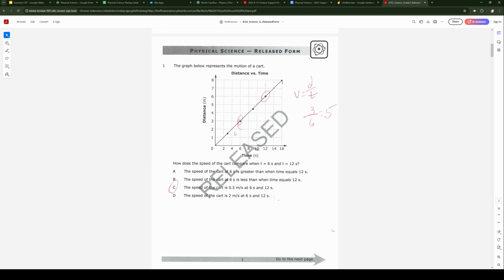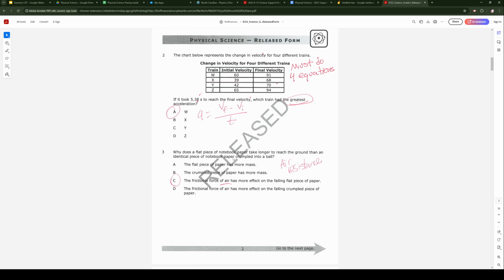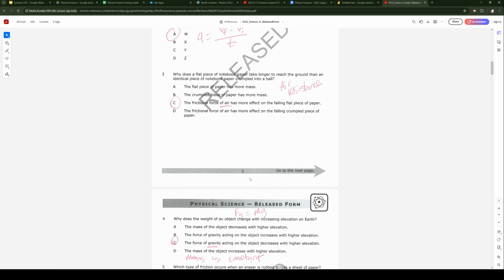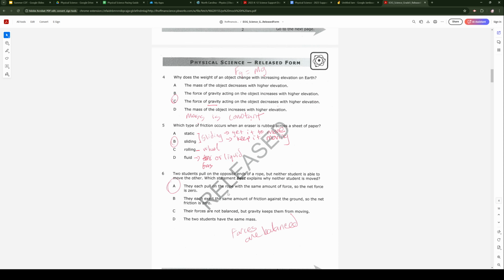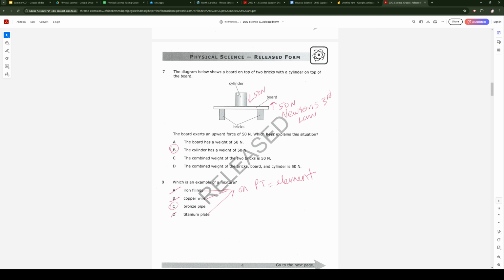But anyway, the first question is a distance-time, a speed question. And then you have acceleration. And then you're starting to talk a little bit about forces, so you're talking about air resistance. And you get into weight, which is the force of gravity, mass times gravity. You get into friction. You get into forces, Newton's laws.